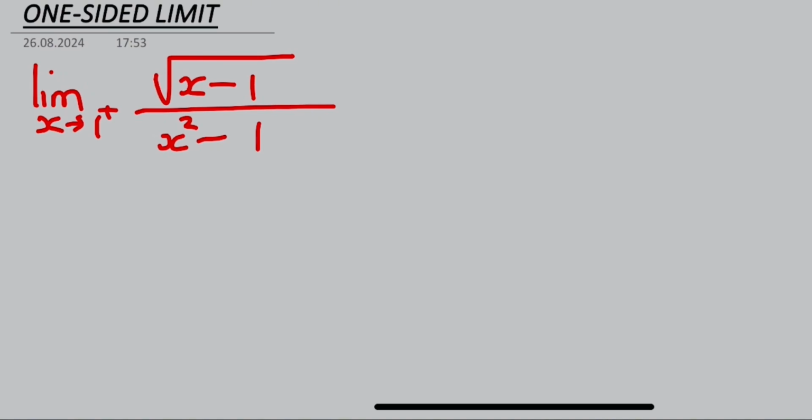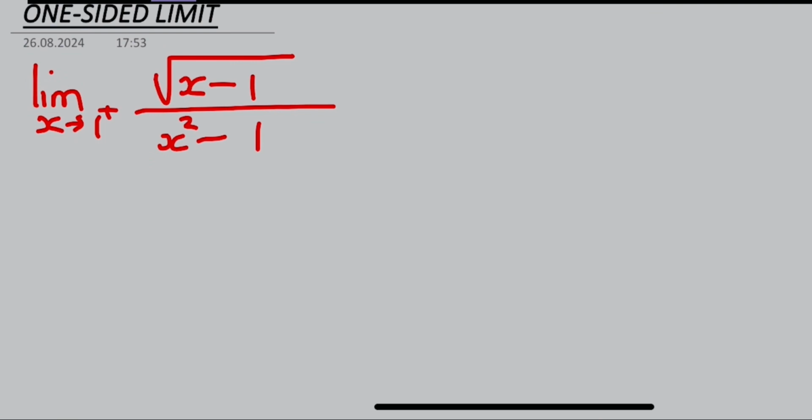Okay, so we need to analyze this problem first. If you want to analyze this problem very well, you know that the expression involves a square root in the numerator and a quadratic expression in the denominator, right? So the limit is taken as x approaches 1 from the right side. This means x is slightly greater than 1, okay?